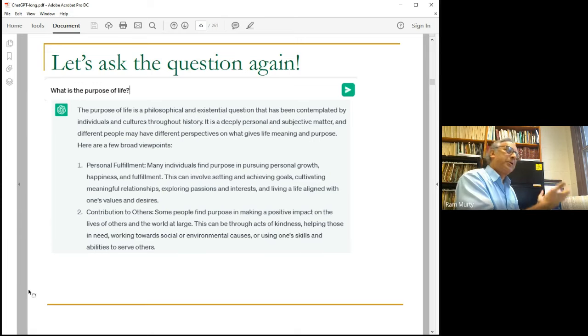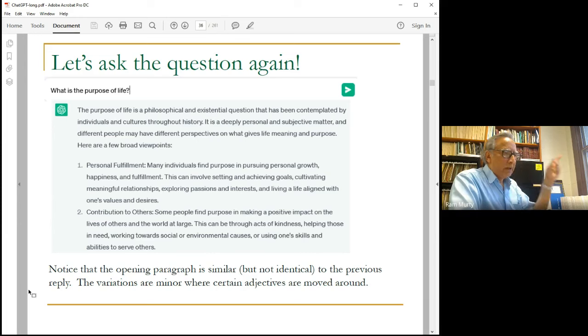Many individuals find purpose in pursuing personal growth, happiness, and fulfillment. These sentences sound the same as before, just reordered. This can involve setting and achieving goals, cultivating meaningful relationships, exploring passions and interests, and living a life aligned with one's values and desires. Contribution to others. Some people find purpose in making a positive impact in the lives of others and the world at large. Again, this echoes the similar responses. The opening paragraph is similar but not identical to the previous reply. The variations are minor. Certain adjectives are moved around.